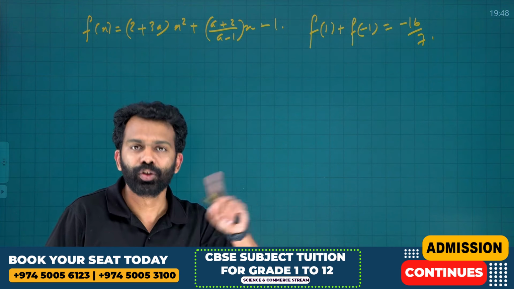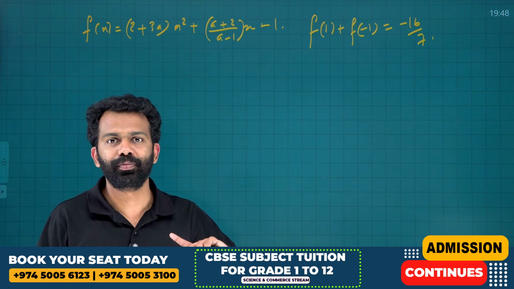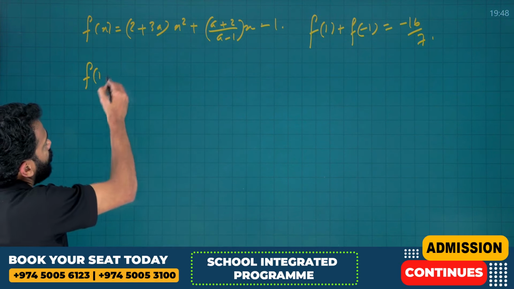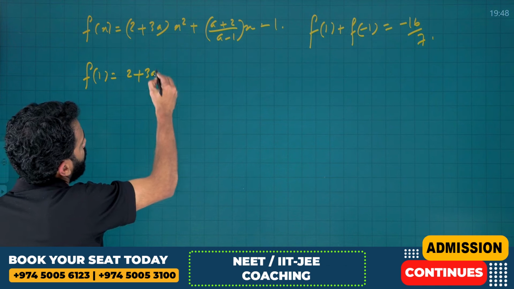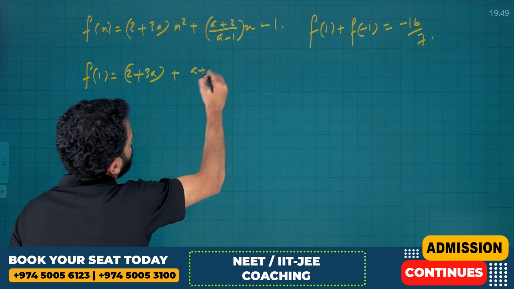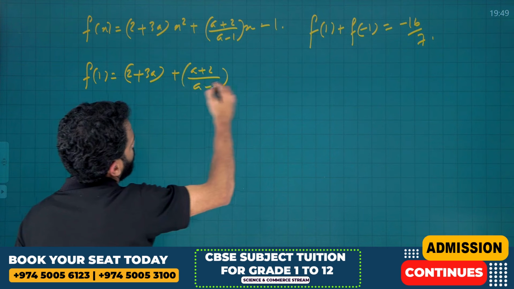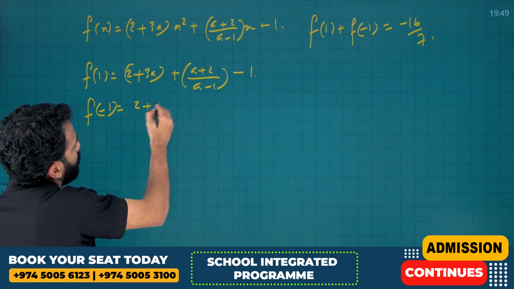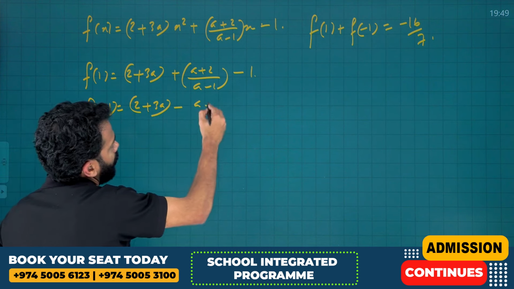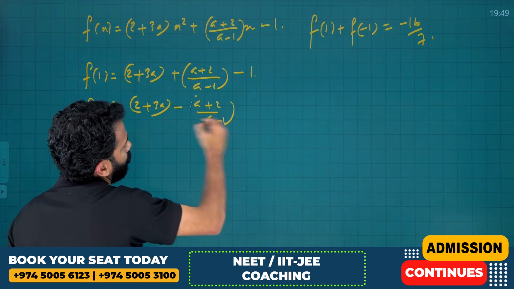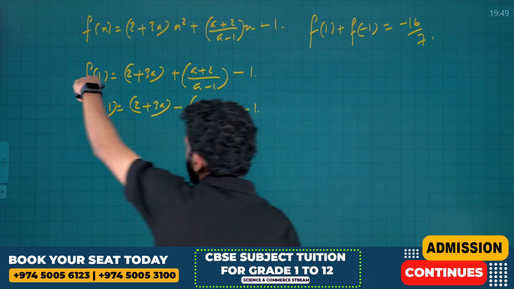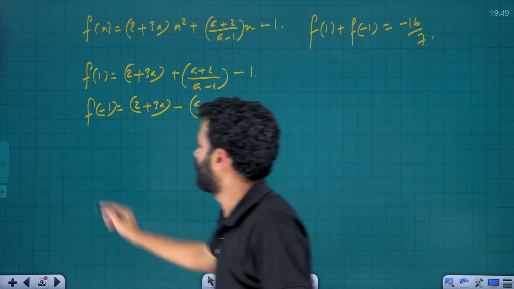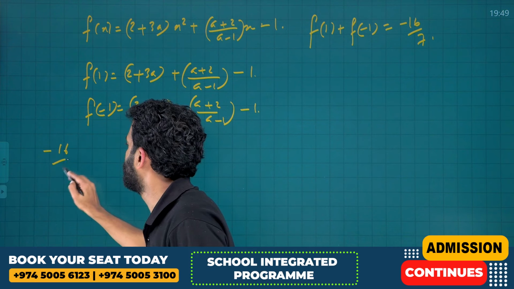Okay, so by using that you will easily get the answer. So, what is f of 1? f of 1 is equal to 2 plus 3a plus (a plus 2) divided by (a minus 1) minus 1. And what is f of minus 1? 2 plus 3a minus (a plus 2) by (a minus 1) minus 1. If you add that, you will be getting f of 1 plus f of minus 1 here, that is minus 16 by 7.